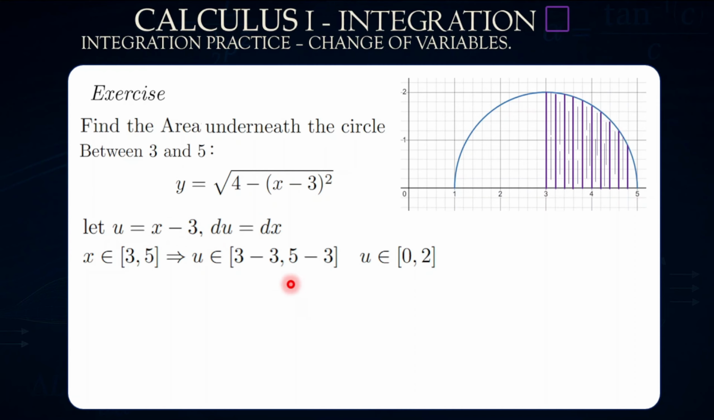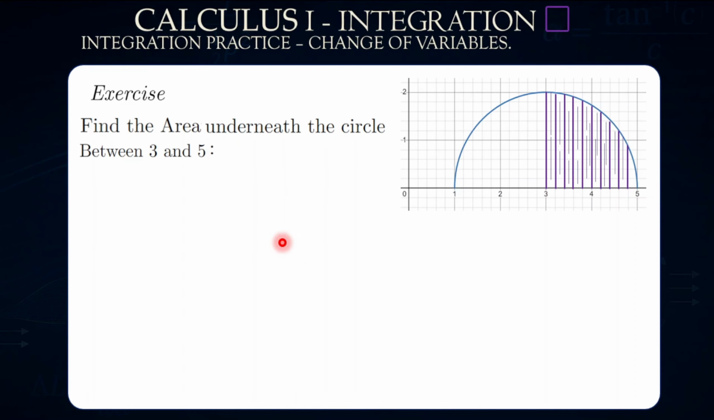So you place the different boundaries within this equation to get where u is varying. What are the boundaries of u? So u is in 0, 2, because for x equals 3, u is equal to 0. For x equal 5, u is equal to 2. Then the integral becomes I equal integral from 0 to 2 of square root of 4 minus u squared du.